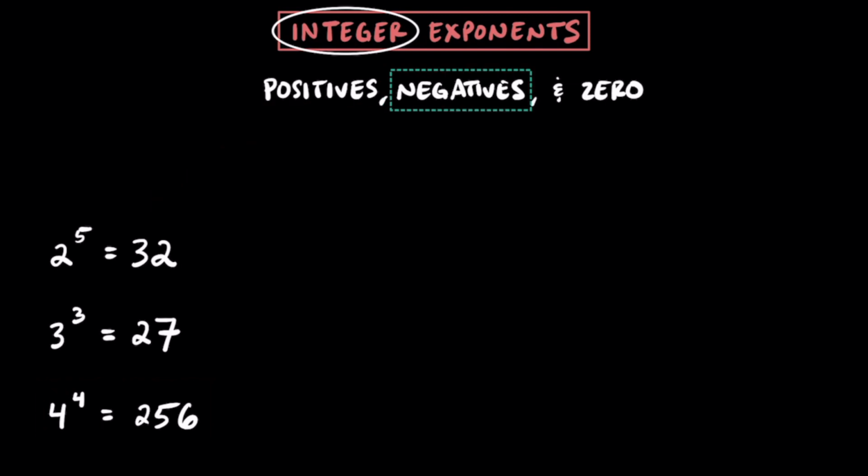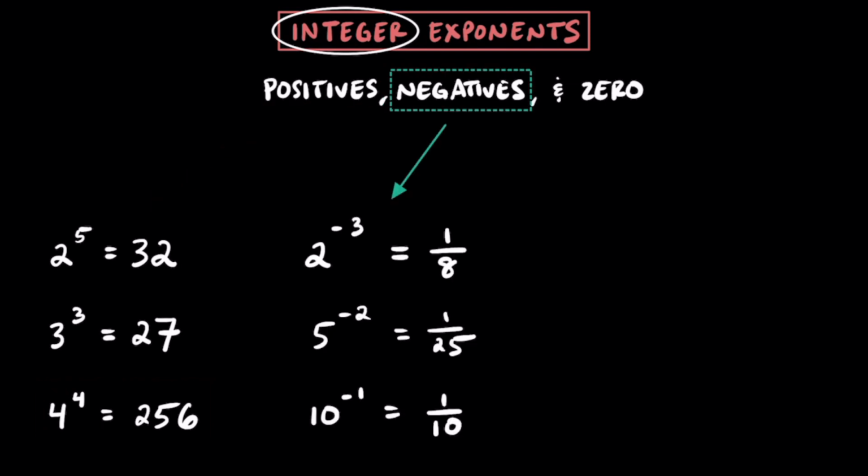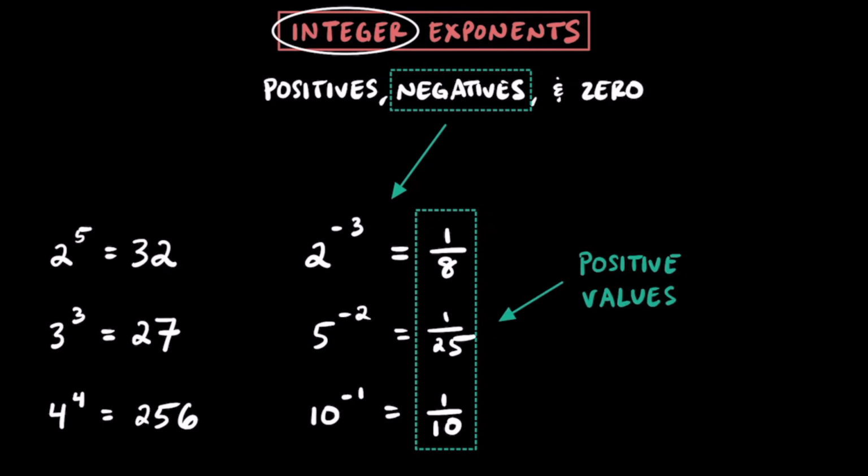But what happens when you have negative exponents? In each of these three examples, we have negative exponents. What's crazy here though is that 2 to the negative third power is equal to 1/8, 5 to the negative second power is equal to 1/25, and 10 to the negative first power is equal to 1/10. Despite what a lot of people might think, negative exponents don't mean that the values are negative. All of these numbers are positive values.